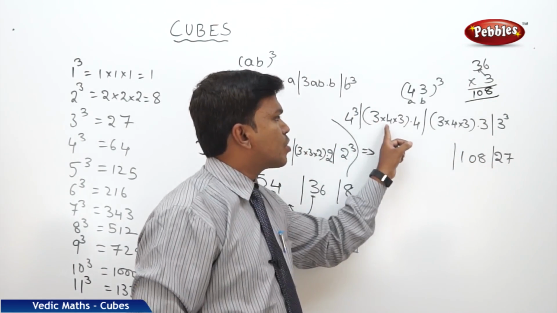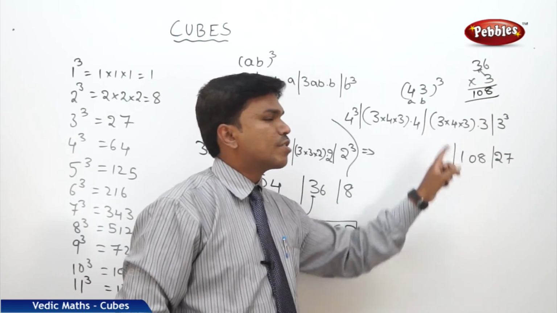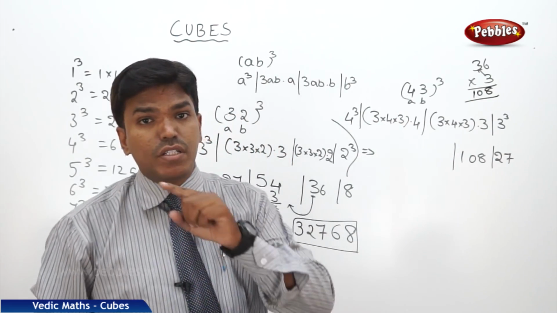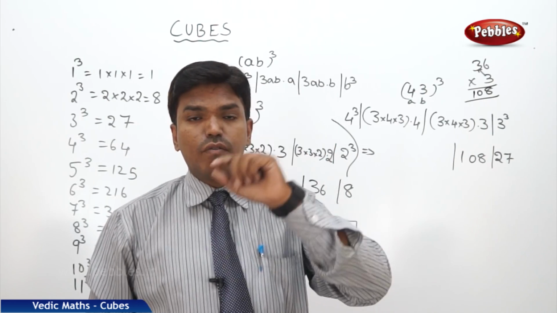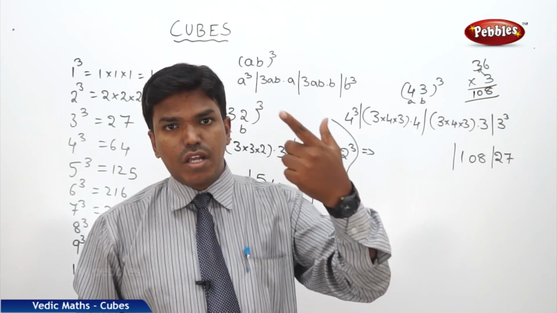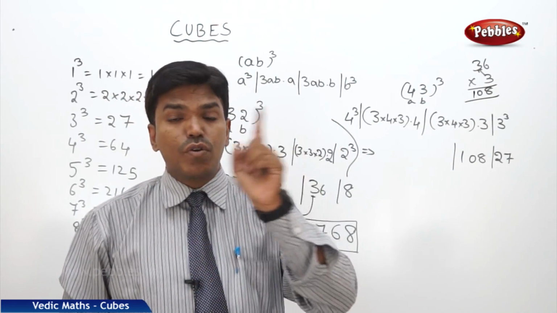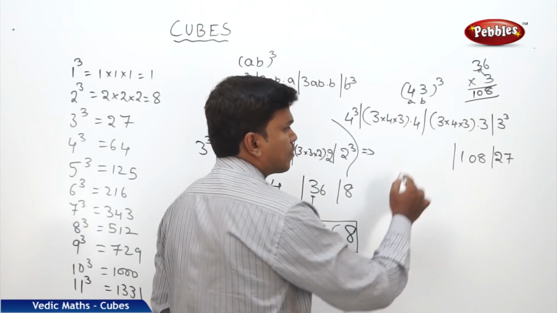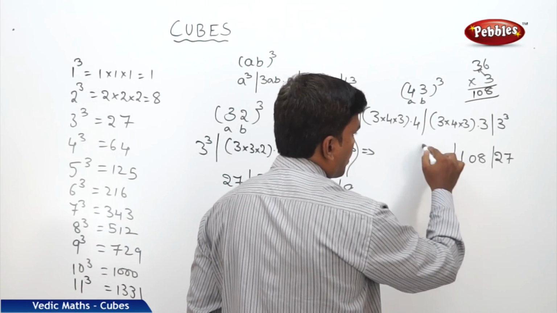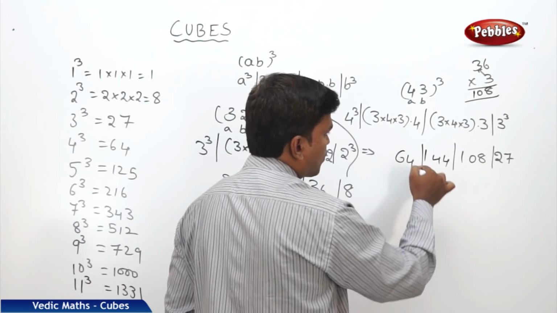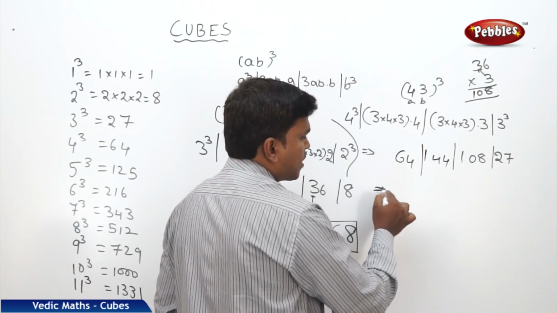Similarly, 3 4s are 12, 12 3s are 36. 36 4s is how much? 3 4s are 12, take it as 120. Next 4 6s are 24. 120 plus 24, 144. Next, 4 cube means 64. So start balancing from the right side.